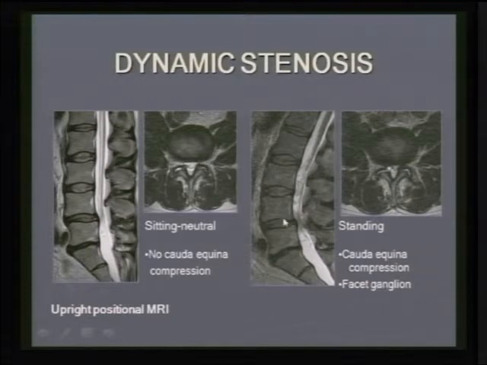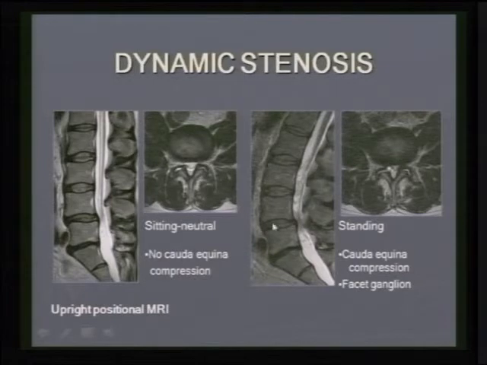The spondylolisthesis has not particularly changed, but now there is complete loss of CSF from around the cauda equina, marked compression of the thecal sac, and the development of a small facet ganglion due to fluid being pushed out of the facet into this ganglion. And the patient has developed very significant cauda equina compression. So this is clearly occult on supine MR. It was not even identified on sitting upright MR, but was demonstrated on standing MR.